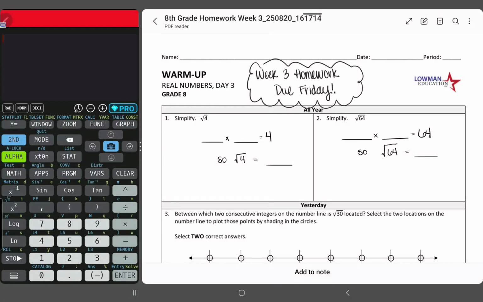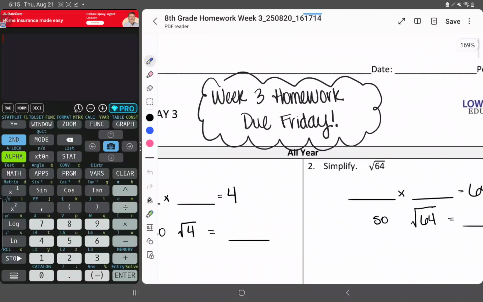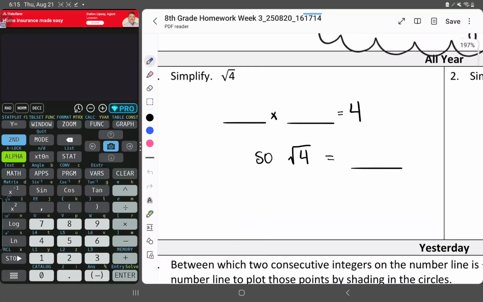So we are looking at this one. It says simplify the square root of 4. When we look at the square root of 4, we're looking for two numbers that are the exact same that multiply to equal 4. So what multiplies by itself to equal 4? 2 times 2 equals 4, so the square root of 4 is 2.